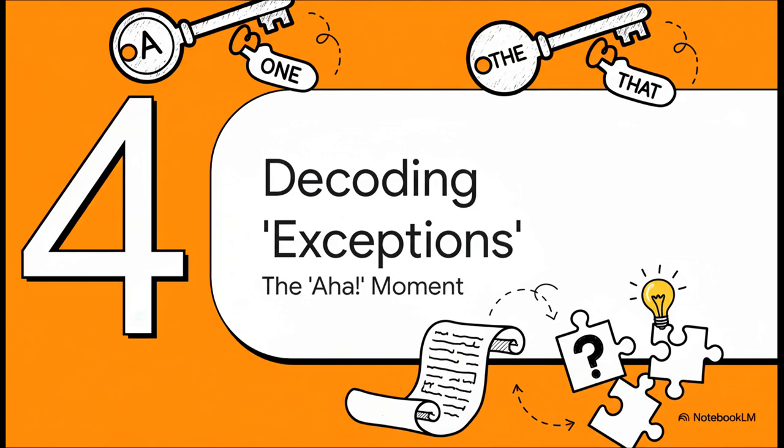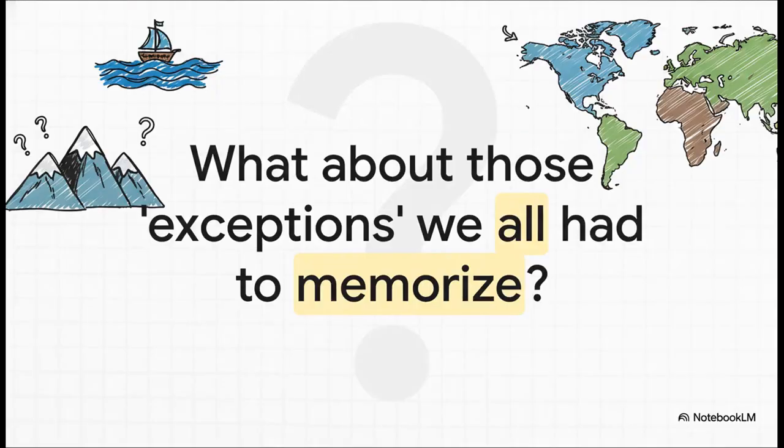Now it's time for the final test. This is section 5, decoding the exceptions. Get ready, because this is the big aha moment where it all comes together. We're going to take this simple logic and just blow up all those confusing rules we had to memorize. Now, I know what you're probably thinking. Okay, that's great, but what about the names of oceans and mountain ranges and countries? My teacher made me memorize a whole list of special rules for those.